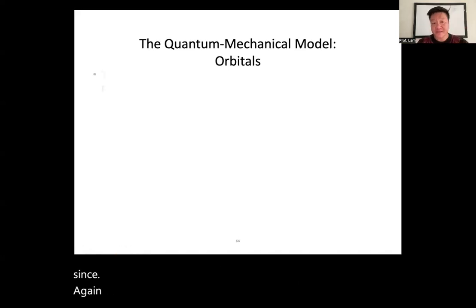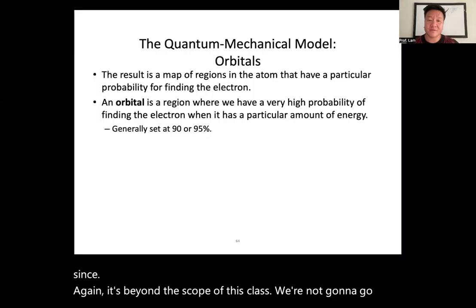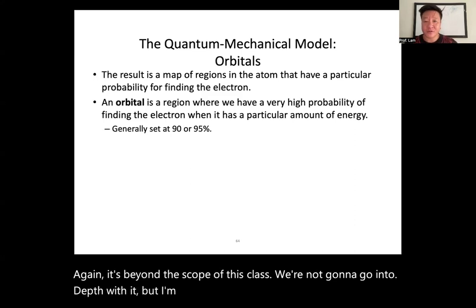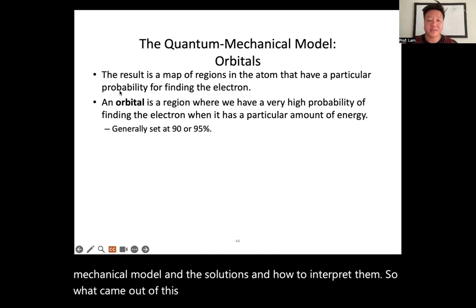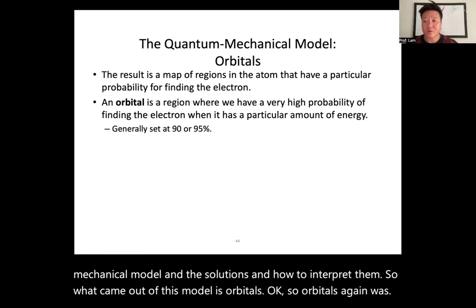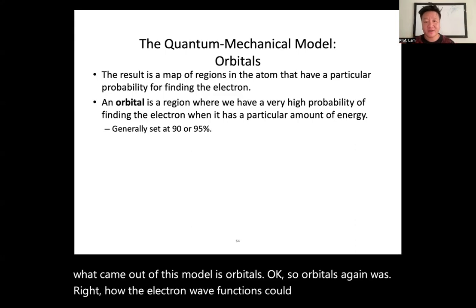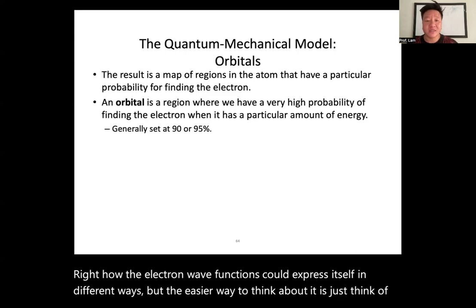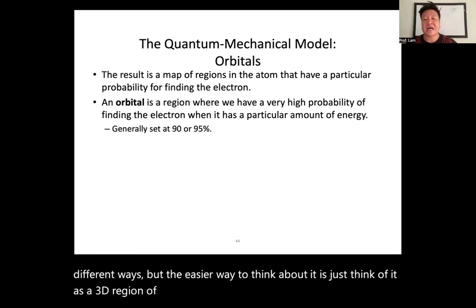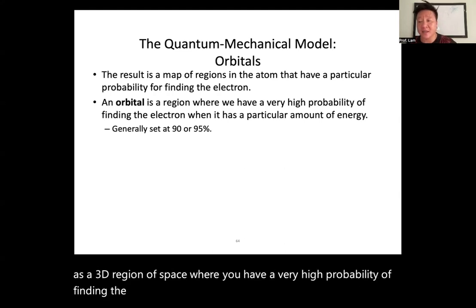Again, it's beyond the scope of this class. We're not going to go into depth with it, but I'm going to show you the results of the quantum mechanical model and the solutions and how to interpret them. So what came out of this model is orbitals. Orbitals express how the electron wave functions could manifest in different ways. But the easier way to think about it is as a 3D region of space where you have a very high probability of finding the electron within the atom.